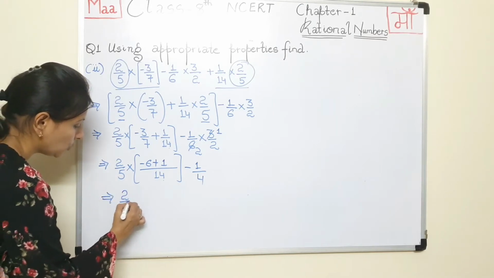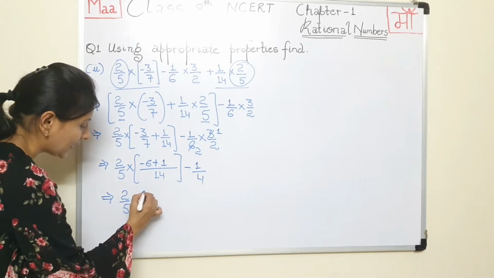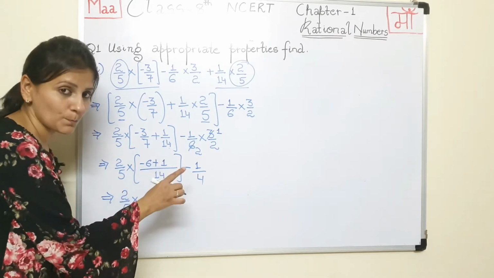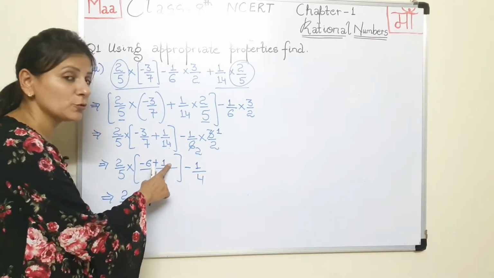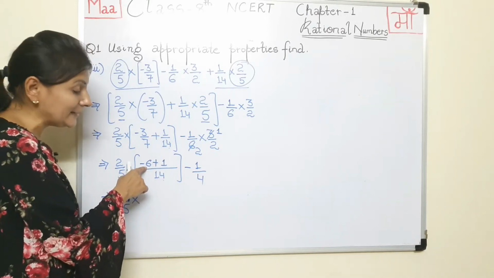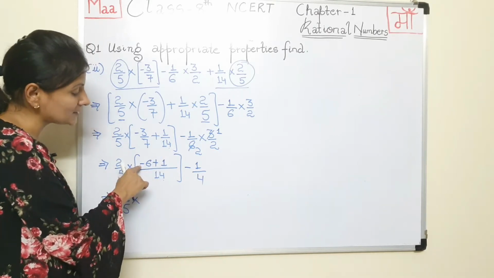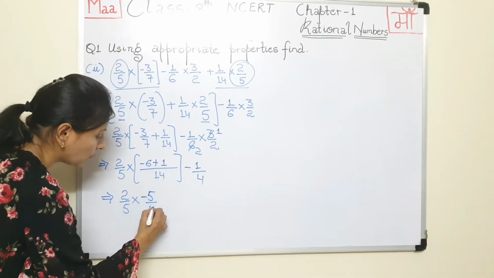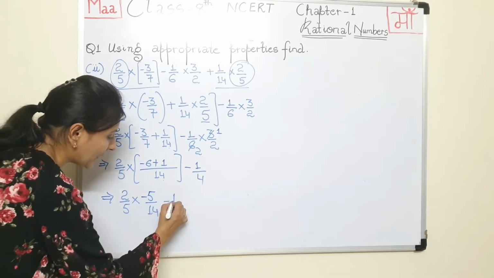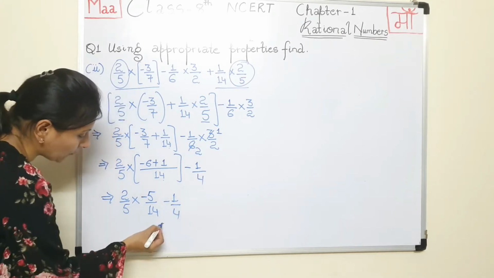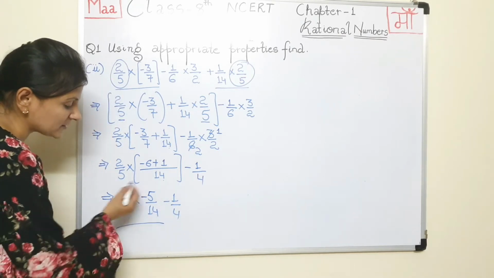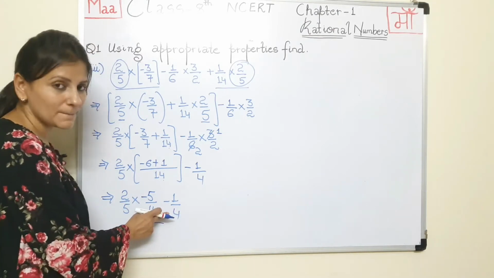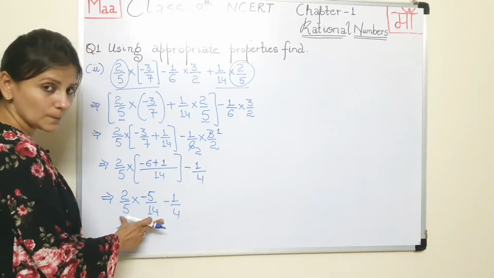It will be 2 upon 5 outside the bracket, and inside the bracket it is minus, it is plus. So minus plus is minus. 6 minus 1 will give you 5, and the greater integer is 6, and before 6 is minus sign. So it will come minus 5 upon 14 here, then minus 1 upon 4. Now this is multiplication, in between these two terms is multiplication sign, and then in between these two terms is minus sign. So firstly we will do multiplication.